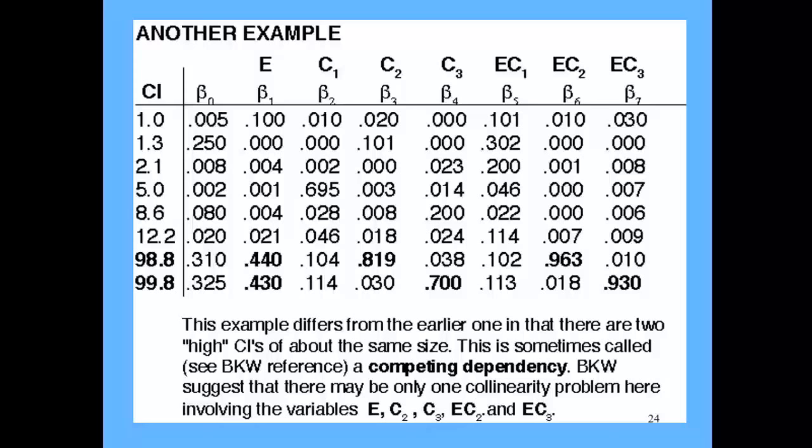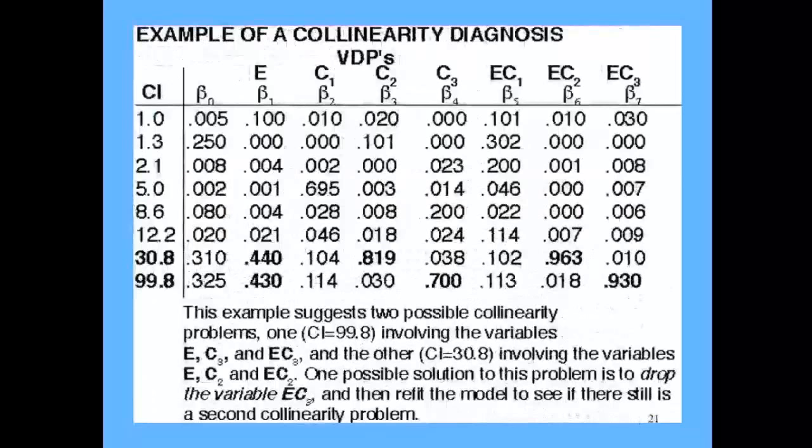Well, I got the same starting model here that I'm dealing with, but look at the condition indices. Okay, both of them are very high, and they're almost the same, right? This is sometimes what they called a competing dependency. That was just a term that they used. Okay, but they said, well, this situation is not really the same as this situation, because in this one of them was high and the other one was a lot smaller than it.